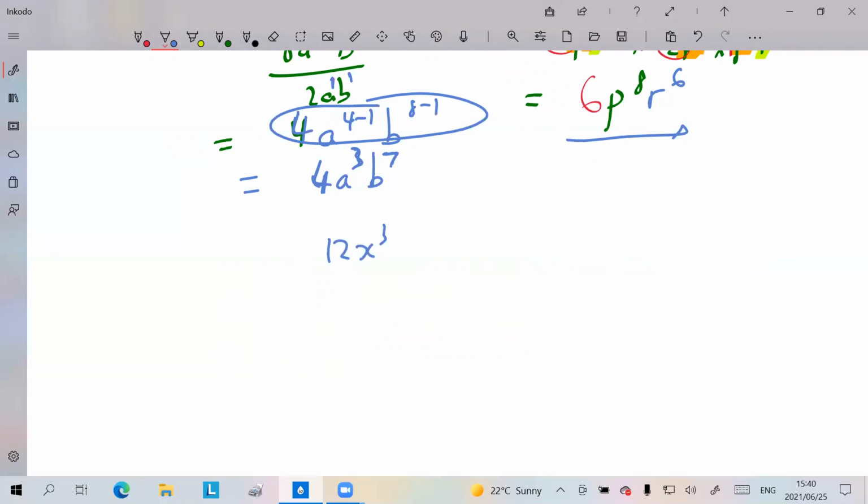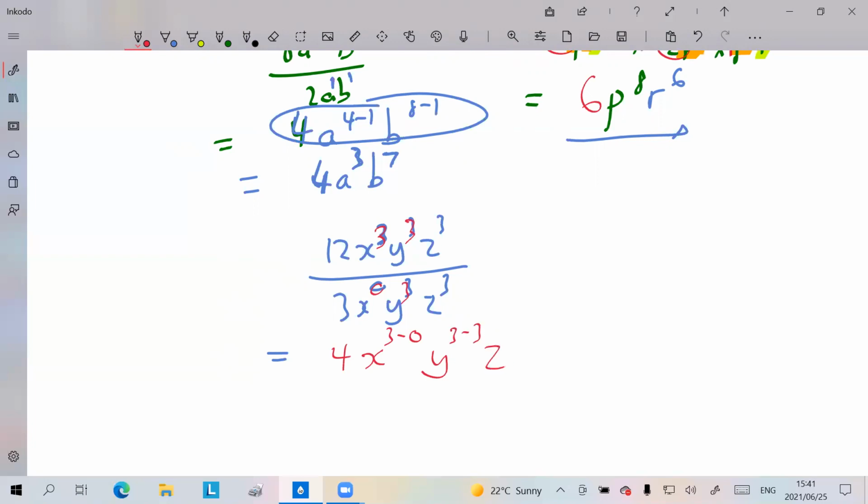So let's go: 12x to the power 3, y to the power 3, z to the power 3, over 3x to the power 0, y to the power, what is that, 3, and z to the power 3. There's no magical way to do this. It's the same way all the time. 12 divided by 3, you can use a calculator, is 4. Now we're dividing x, so 3 and 0. So it's 3 minus 0, y, 3 minus 3, and z, also 3 minus 3. Somebody likes threes.